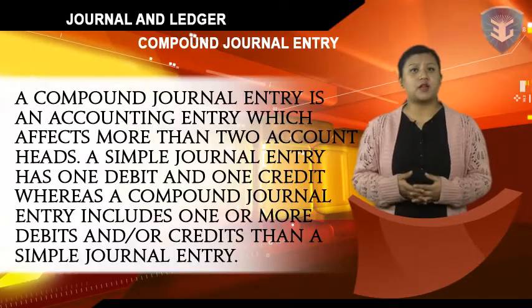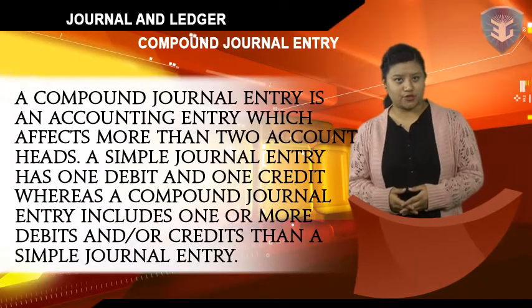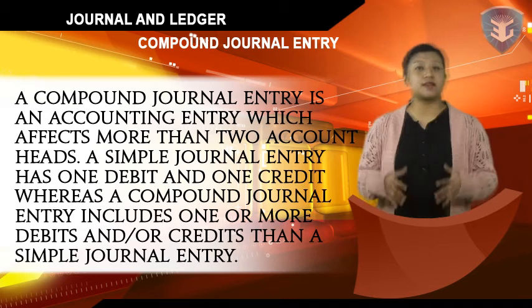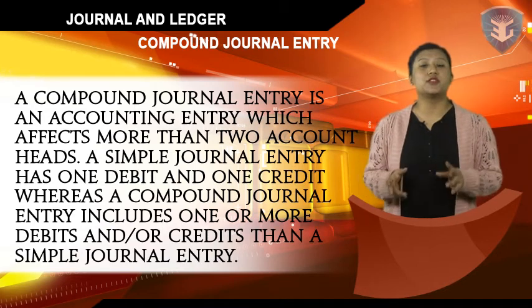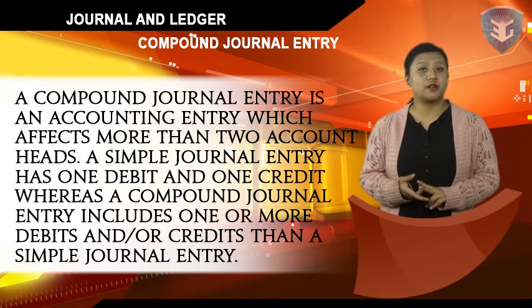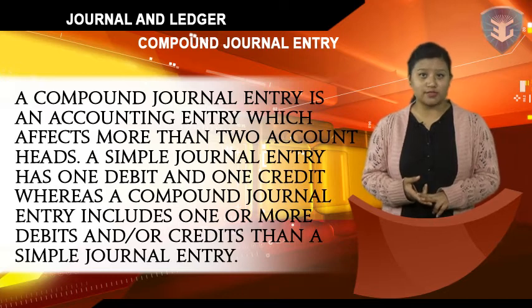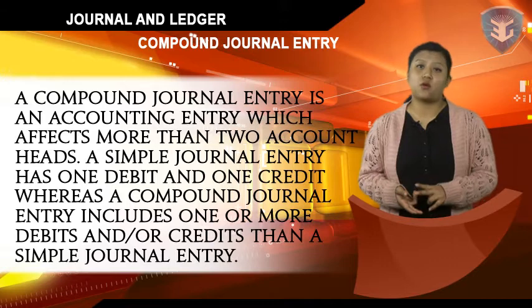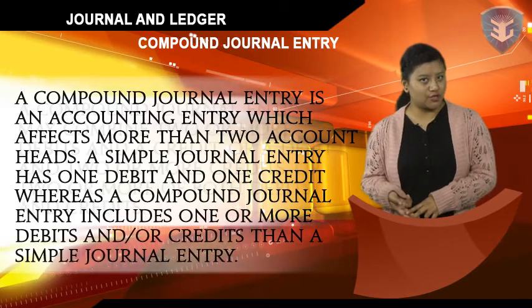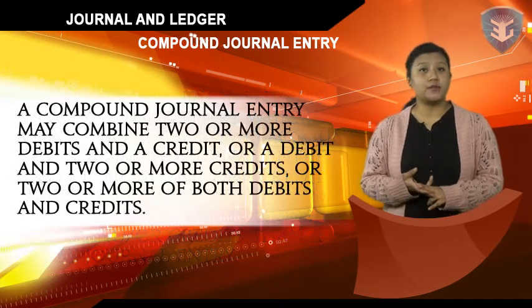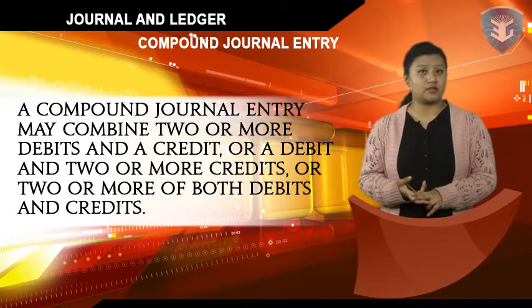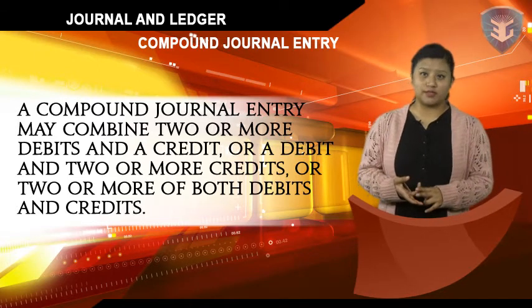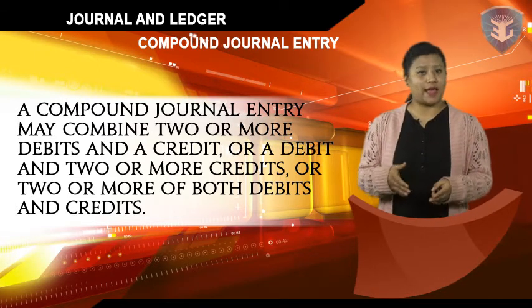Moving on further, our next topic is compound journal entry. A compound journal entry is an accounting entry which affects more than two account heads. A simple journal entry has one debit and one credit, whereas a compound journal entry includes one or more debits and or credits than a simple journal entry. A compound journal entry may combine two or more debits and a credit, or a debit and two or more credits, or two or more of both debits and credits.